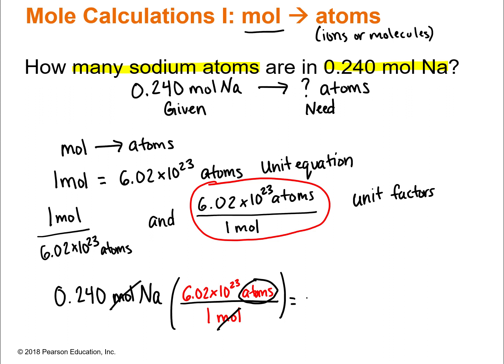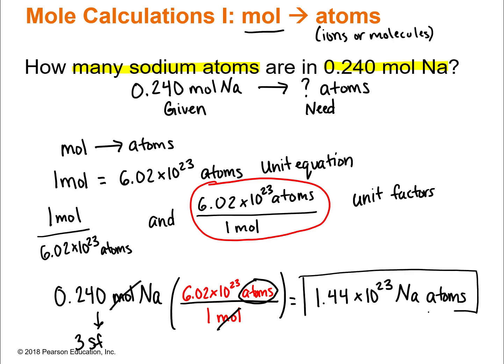When you do that math, you consider how many sig figs we should include, which this number has 3 sig figs. You should get 1.44 times 10 to the 23rd. And that's sodium atoms. Do not forget your units. Just like in chapter 2, units are important. I don't know what that number means if you don't put any units.